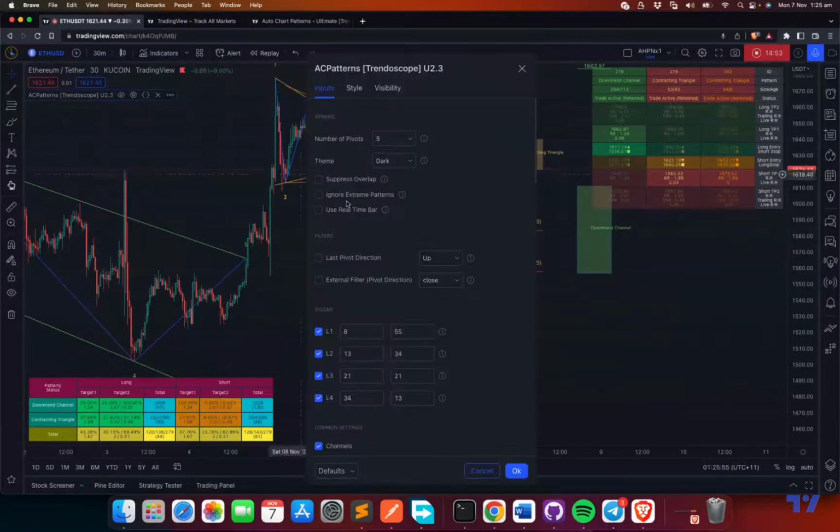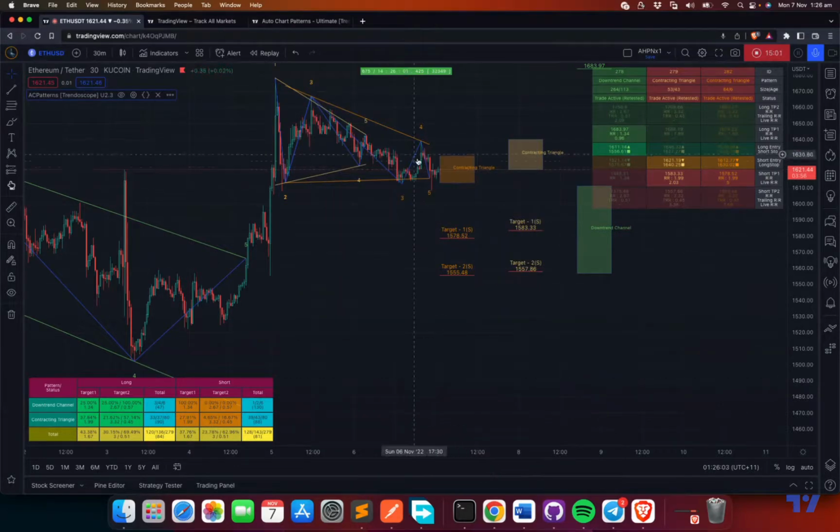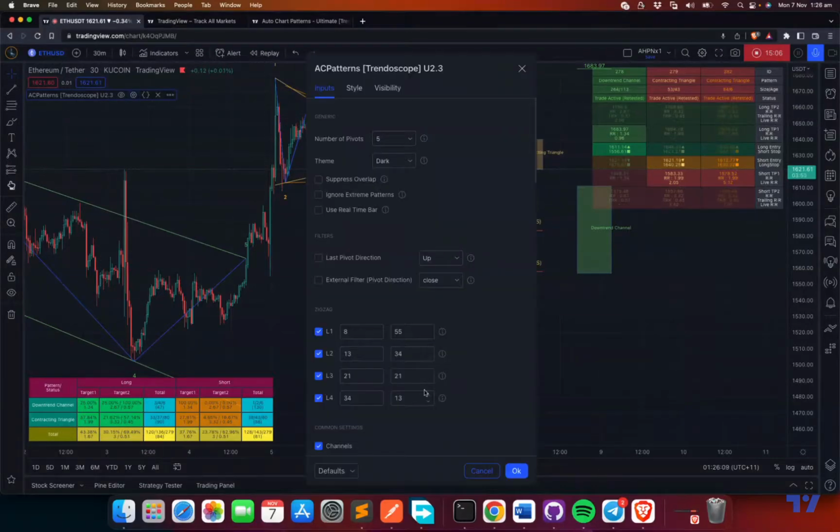Okay, similarly, depth means how many pivots you need to search. For example, if you say zigzag 8, it will search the last 55 pivots for patterns. So if you increase this length, it will search more and find more patterns. But the problem is it will slow down your overall script. These configurations are optimized to not slow down the script too much, but also find an optimal number of patterns. So unless you want to experiment, you don't really need to change anything here.